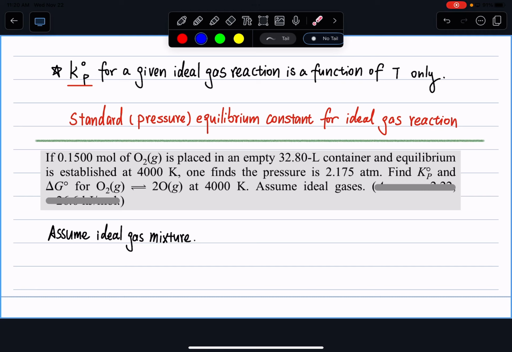So that's 2.175 atm times the volume, 32.80 liter, over RT. I just chose this gas constant because we are talking about atm and liter, but you can choose whatever gas constant you like: atm liter per mole per Kelvin times 4,000 Kelvin. Plug in the numbers to get about 0.2172.